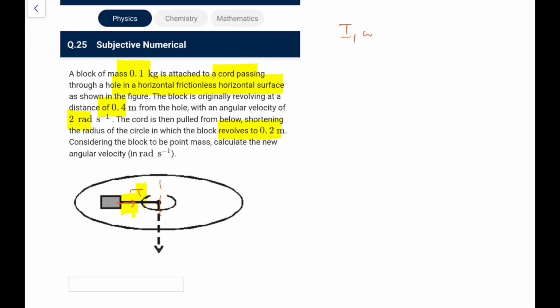So the logic remains, I1 omega 1 is I2 omega 2. Because you have made the distance half, I will become 1 by 4. So I2 will become I1 by 4, and omega 2 comes out as 4 times omega 1. So this new angular velocity is 4 times. Go for it. This was the easy one.